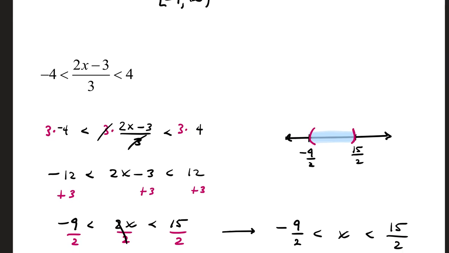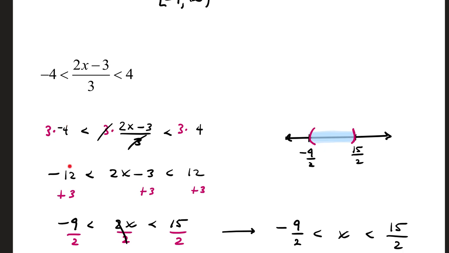The example at the bottom, negative 4 less than 2x minus 3 all over 3, less than positive 4. Let's clear the fraction. Multiply all sections by 3.